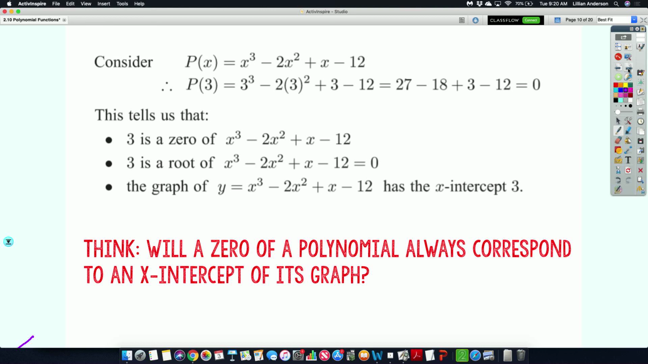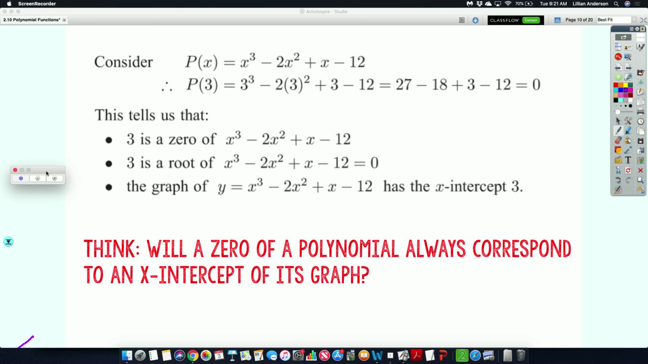Think for a second. Will a 0 of a polynomial always correspond to an x-intercept of its graph? Now remember, always, just like those problems back in geometry, always, sometimes, never. All you need is one instance to make that statement not true. Can you guys think of one instance of that not being true?